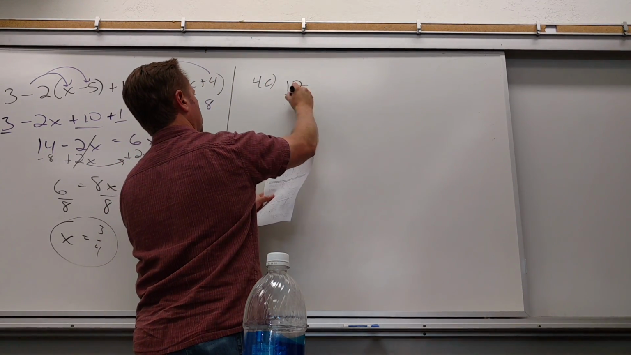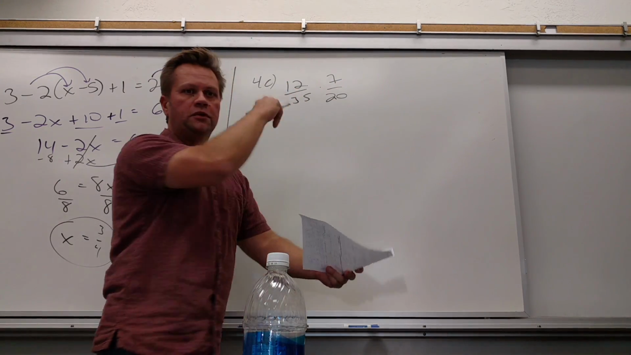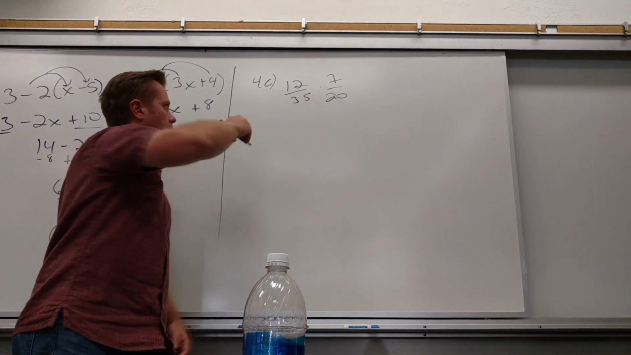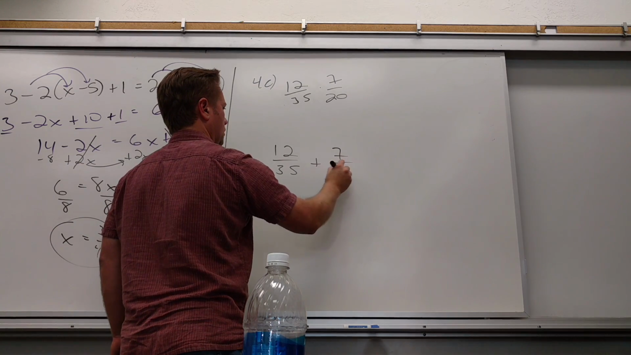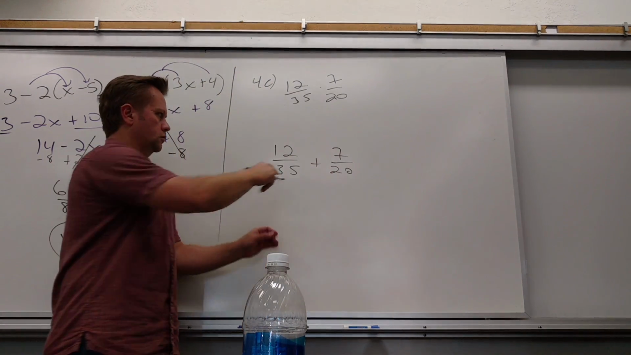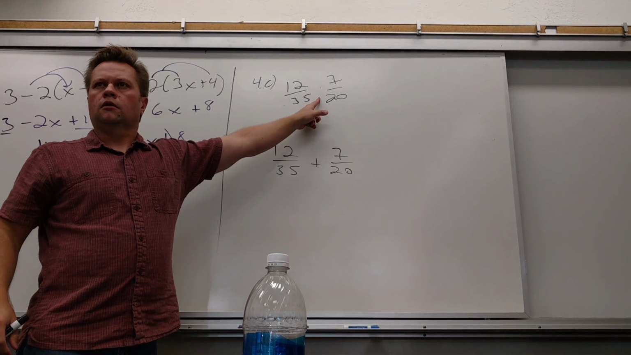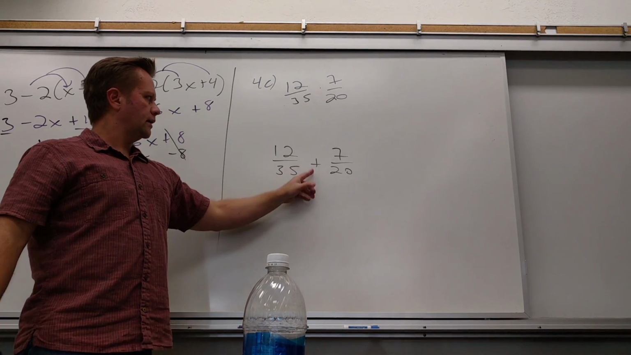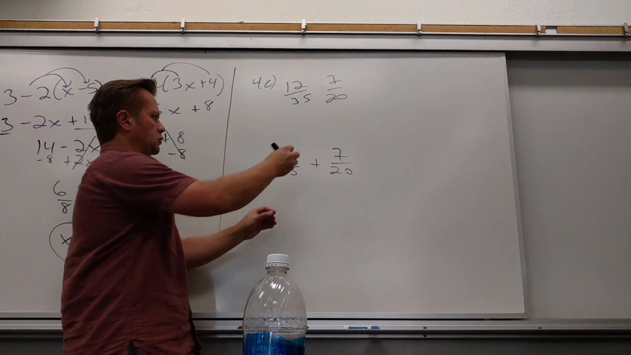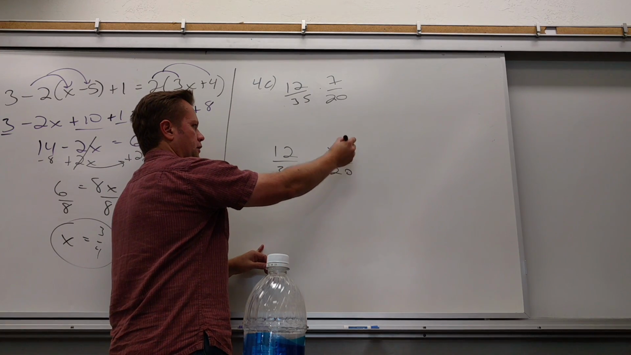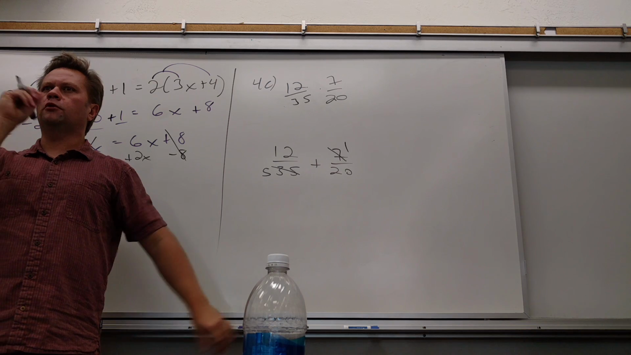So 12 over 35 times 7 over 20. Now there's something I can do there that if I wrote it like this, I could not do. What can I do here? Reduce. Yeah, I can reduce. Why can I not do that here? So I see people doing this on this kind of problem. I see somebody do this. All right, that makes no sense. That makes no sense. What are the operations?